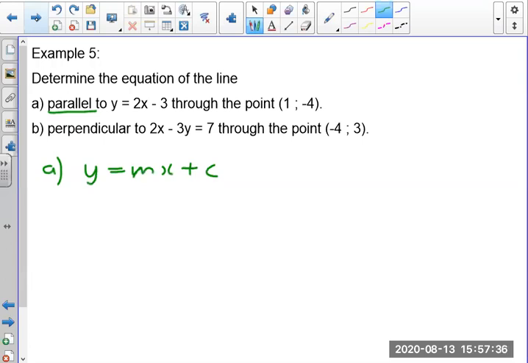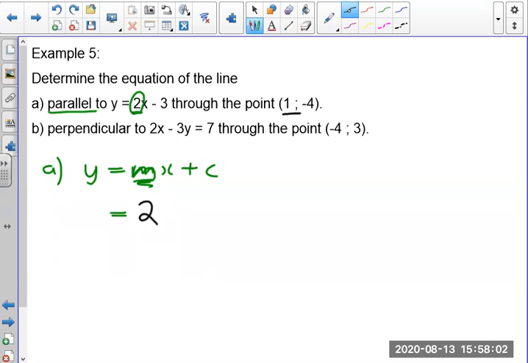And where do you find the gradient? In front of the x, there's the gradient, if my equation is in standard form. Now, is this equation in standard form? Yes, it is. So there's the gradient. Parallel lines have the same gradients. So this gradient must also be 2.